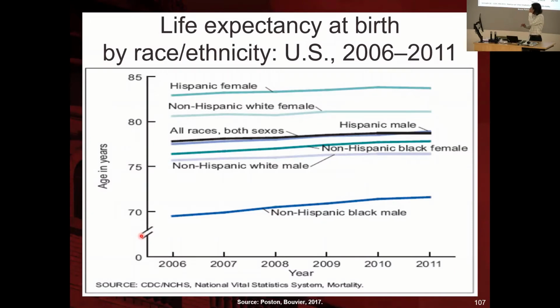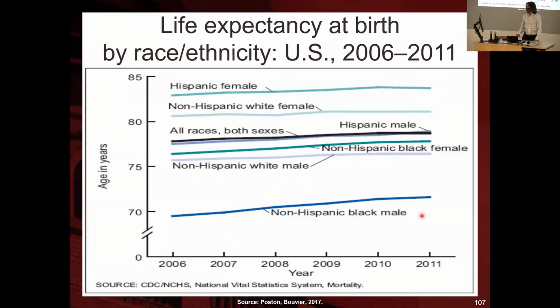So just to give you an overall idea of these levels of mortality, in this specific case, using the indicator of life expectancy at birth by race ethnicity from 2006 to 2011, and broken down by both race ethnicity and sex. The Hispanic female population has the highest levels of life expectancy, in other words, the lowest levels of mortality. Non-Hispanic white women are the second group, and then the Hispanic males, non-Hispanic Black females, non-Hispanic white males, and non-Hispanic Black males.